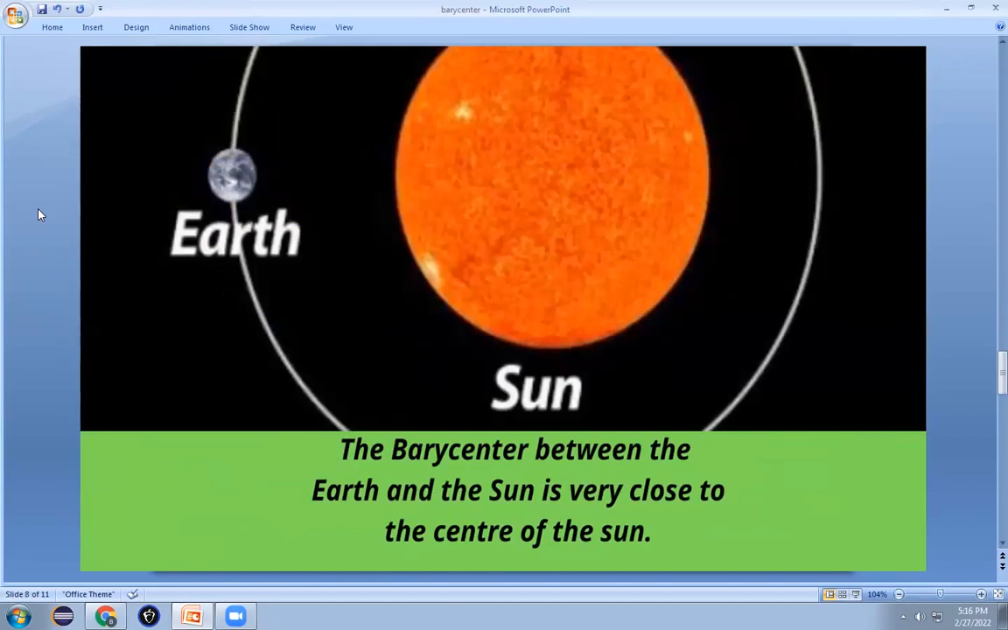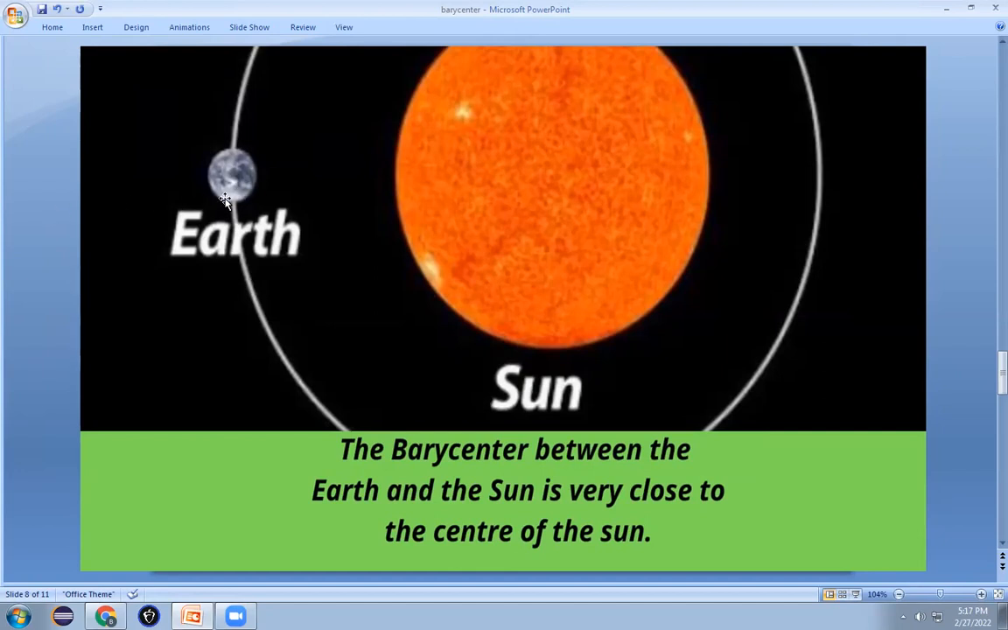Now let's talk about the barycenters in the solar system. So far we have talked about general examples like a ruler or a hammer. Now let's talk mainly about the solar system. Where is the barycenter between the earth and the sun? The sun has a lot of mass. In comparison to the sun, the earth's mass is very small. So the barycenter between the earth and the sun is very close to the center of the sun. Why? Because the sun has more mass.